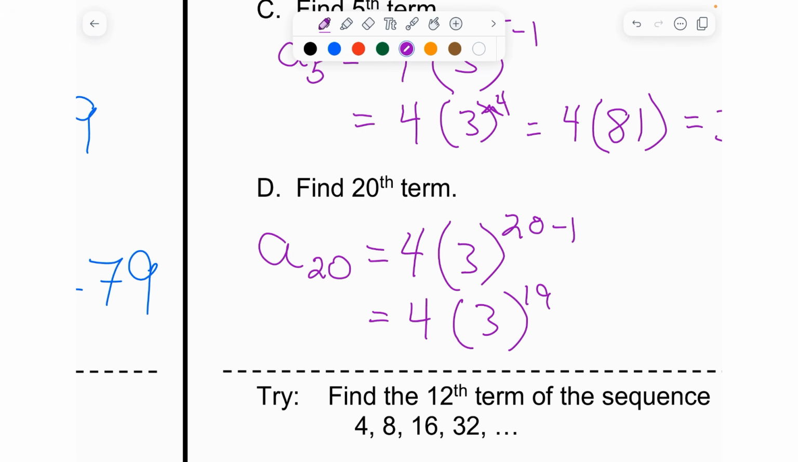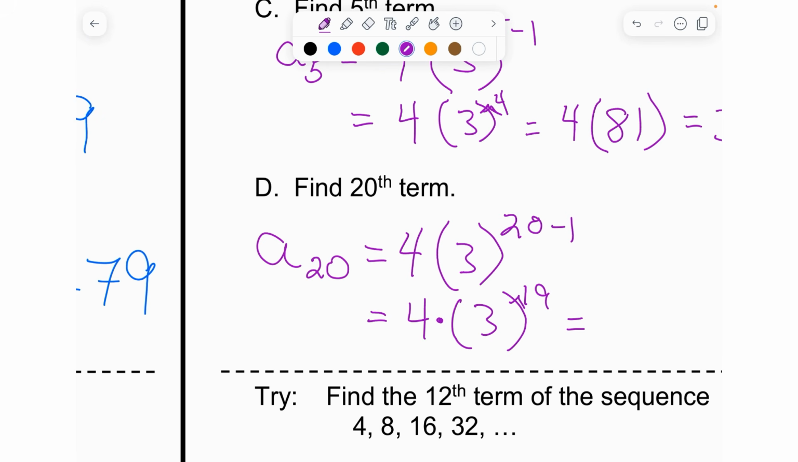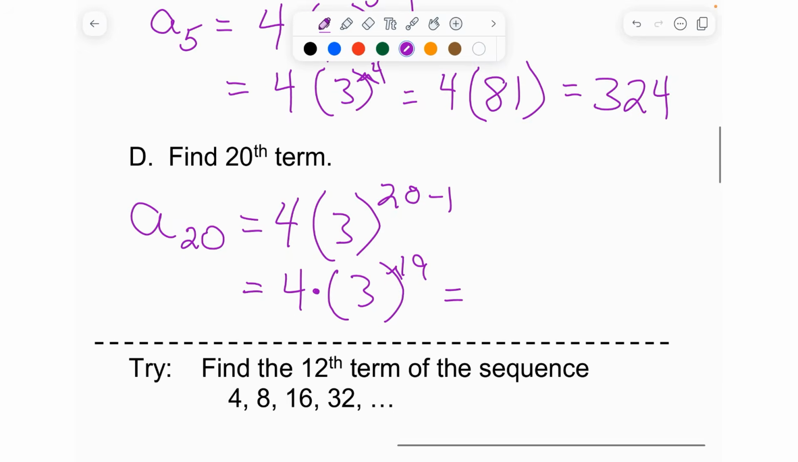A little sort of calculator help here. You could just type that in from left to right. You could just type 4 times 3 caret 19. And trust me, it's going to do the order of operations correctly. It's going to do 3 to the 19th first, and then it's going to multiply by 4. And you do get a big number.